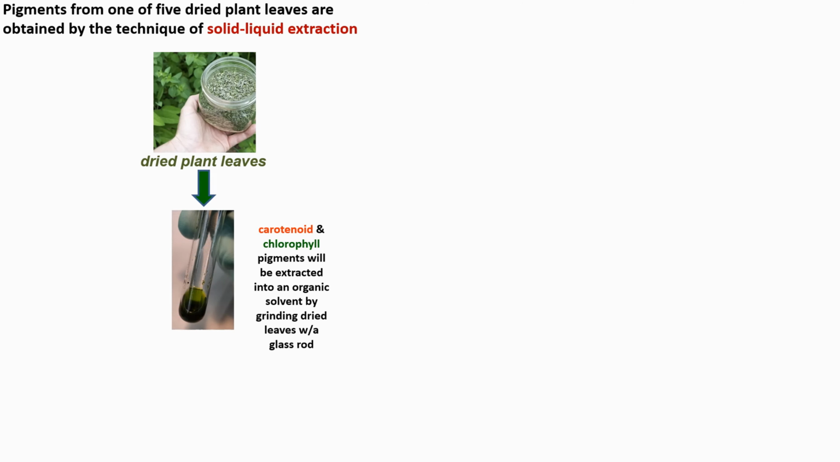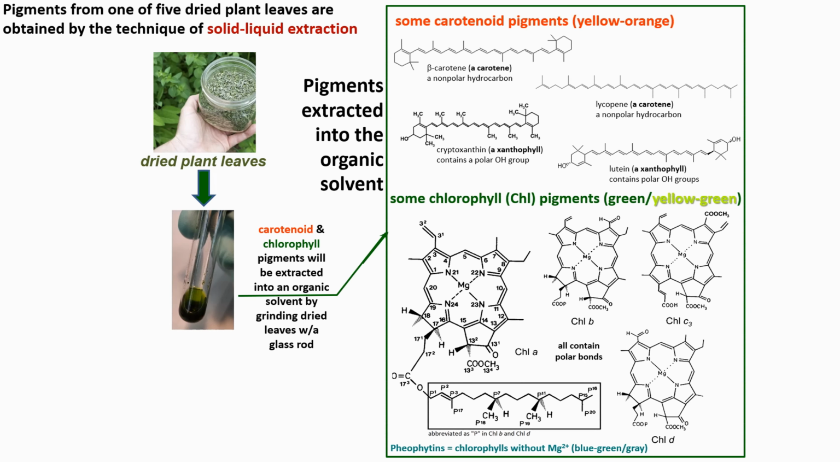The pigments are isolated from the dried plant leaves by solid liquid extraction. This is achieved by grinding the dried leaves in the presence of a suitable organic solvent. The pigments extracted fall into two broad categories: carotenoids, which are yellow to orange in color, and chlorophylls, which are green to yellow-green in color. Also present are pheophytins, which are basically chlorophylls without the magnesium ion, and they are blue-green to gray in color.